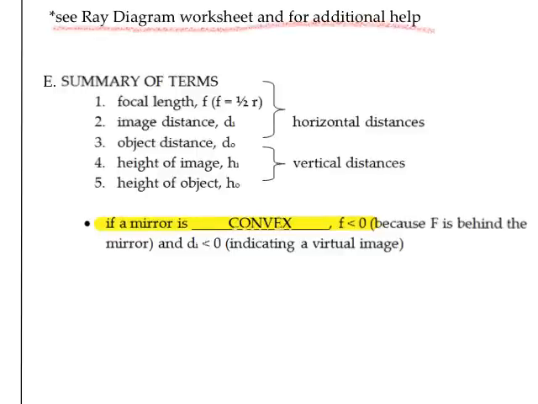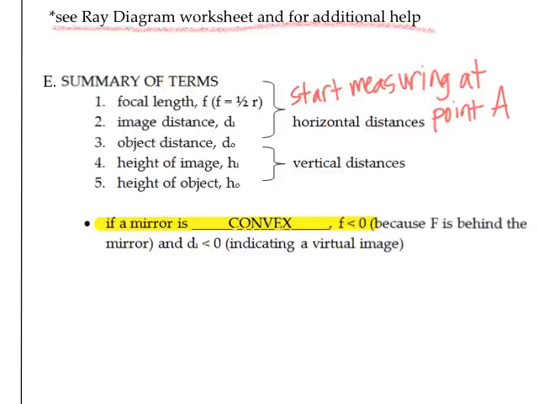So the summary of our terms, the horizontal distances are the first three. The focal length is from A to the focal point. And then it also, if you didn't notice in your picture, happens to be half of the radius of that sphere if we were to have the entire circle drawn. You may also want to make a note that these horizontal distances start measuring at point A. So we're going to start at point A on our mirror and then measure horizontally to get these first three.